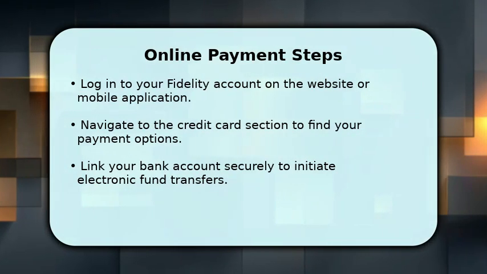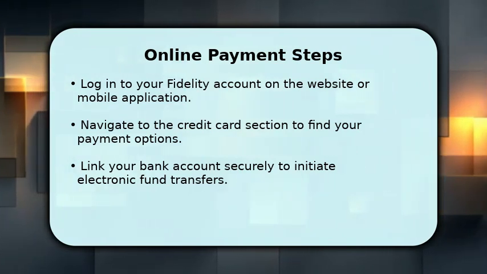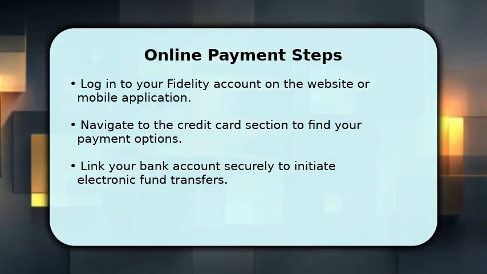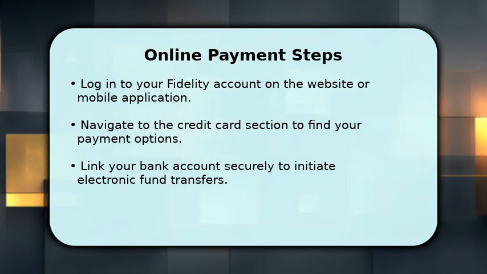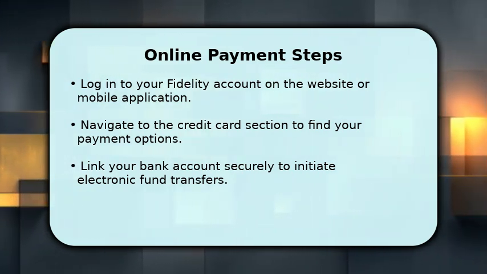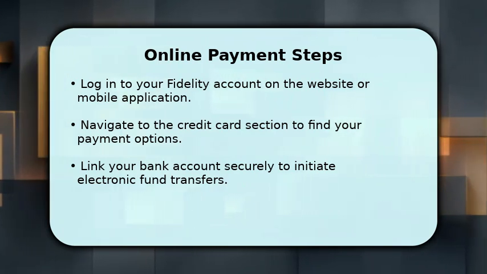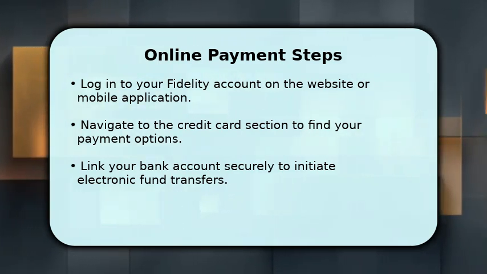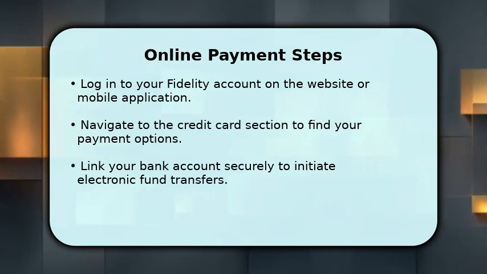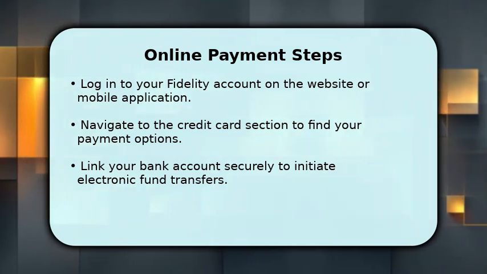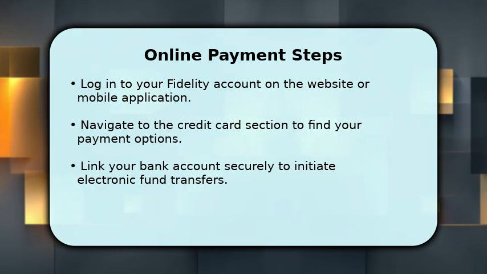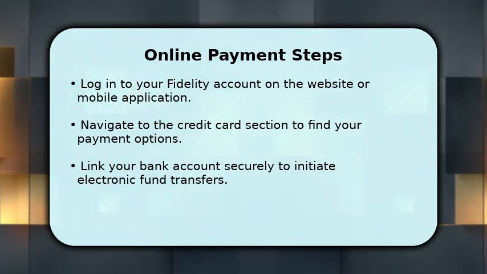Paying online is often the quickest and most secure method. First, log in to your Fidelity account using your credentials. Once logged in, locate the credit card section where you will find options to make a payment. You can link your checking or savings account to transfer funds directly. Remember, you have the flexibility to make a single payment or set up recurring payments for future convenience.